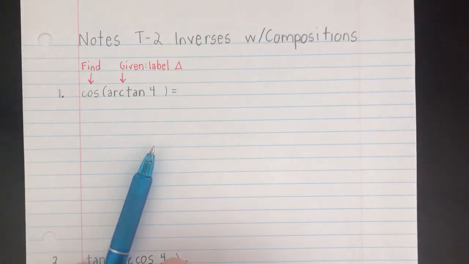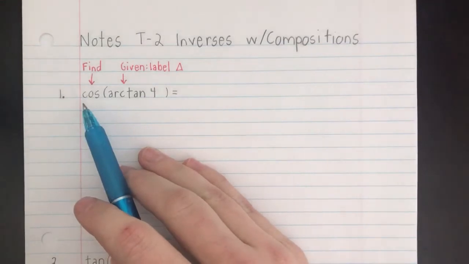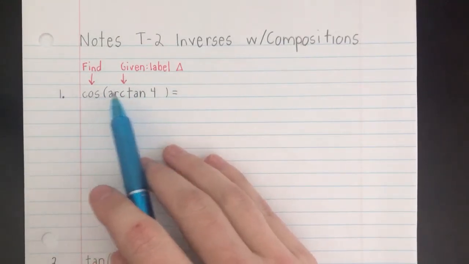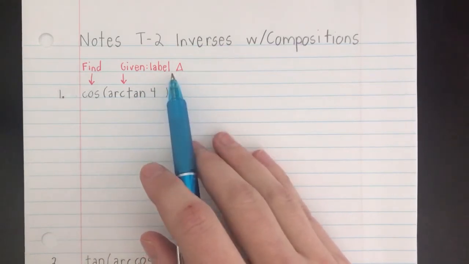Today we're looking at notes T-2 inverses with composition. So on number 1, asked to find cosine of arctan of 4, how would you do that? So find this given this. Use the inside to label your triangle.